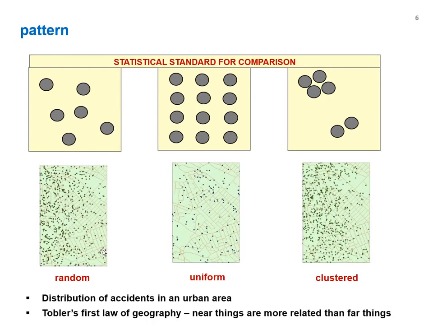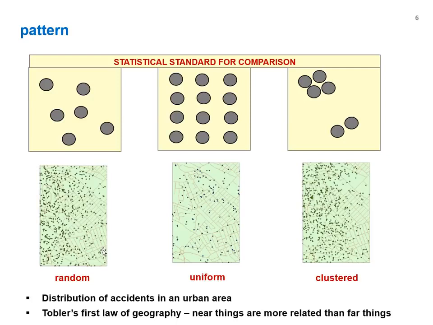For patterns, the intention is to statistically describe the geographic arrangement of objects on the surface of the Earth. In order to make this comparison, 3 standard statistical data distributions are used. These are random, as seen on the left, uniform, as seen in the middle, and clustered, as seen on the right. In the random arrangement, the data is distributed with no particular order to them.